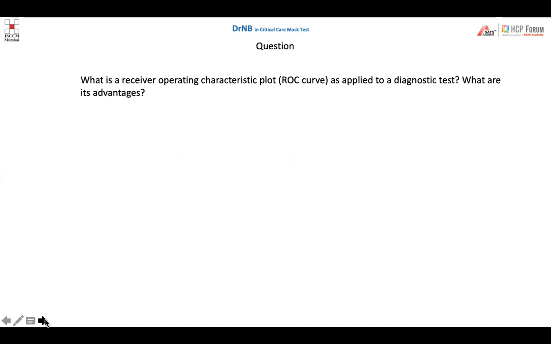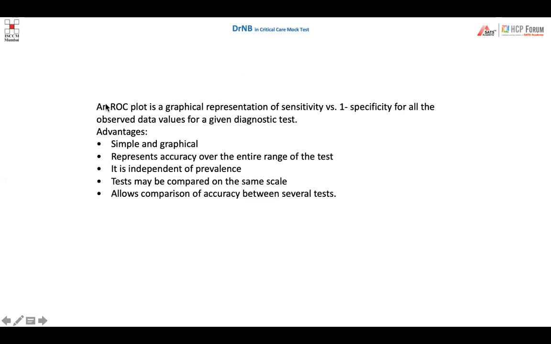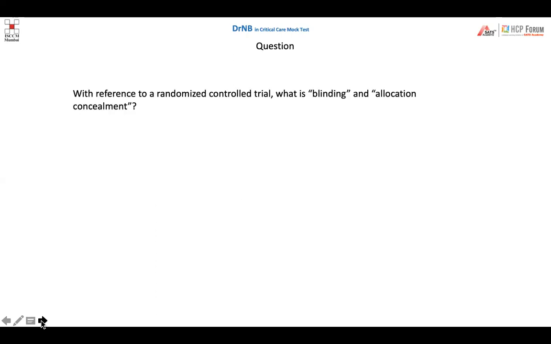What is a receiver operating characteristic plot as applied to a diagnostic test? What are its advantages? So the ROC curve that we see is a graphical representation of sensitivity versus 1 minus specificity for all the observed data values for a given diagnostic test. The advantage is it is simple, graphical, and represents accuracy over the entire range of the test. It is independent of prevalence, and allows comparison of accuracy between several tests.